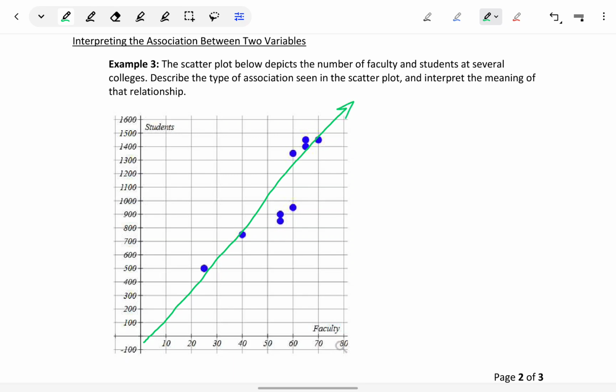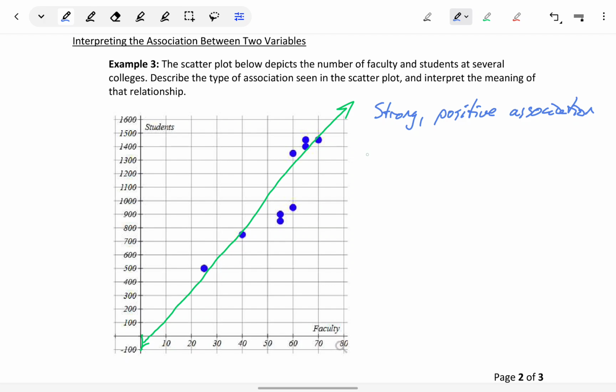Through those points, we see a pretty strong positive association. That pattern is increasing. Our y values are getting larger as we read the graph from left to right. So we would call this a strong positive association. It's positive because that pattern is increasing, or the two values increase together.